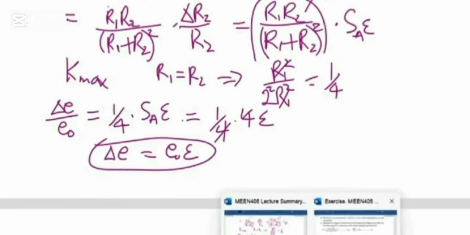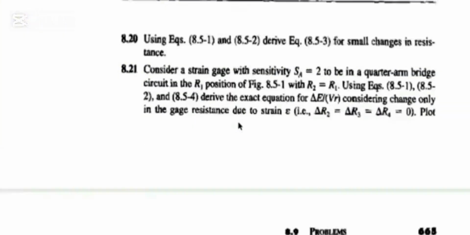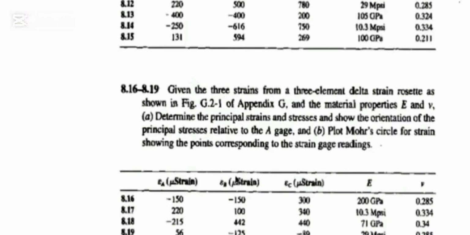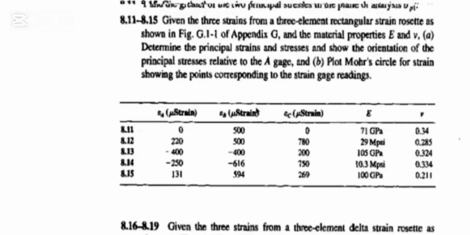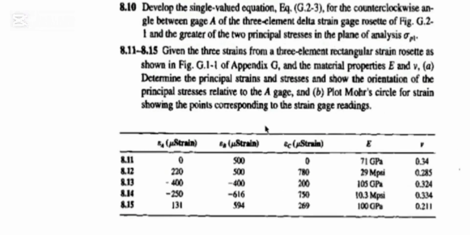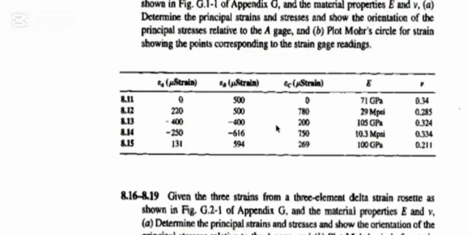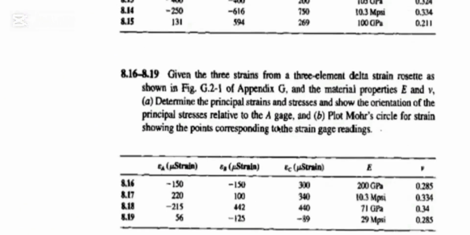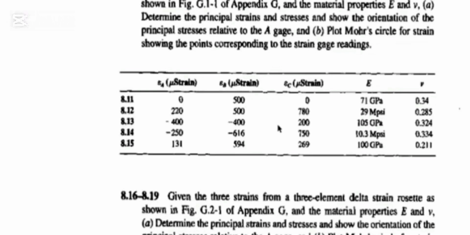We look at the next question. So the PDF question, we have solved this. You know, this one here, we solved one of it. The one we solved yesterday was for the delta, right? You can also solve for the rectangular rosette. That's the 90 degrees interval, the 3-element strain gauge rosette intervals.